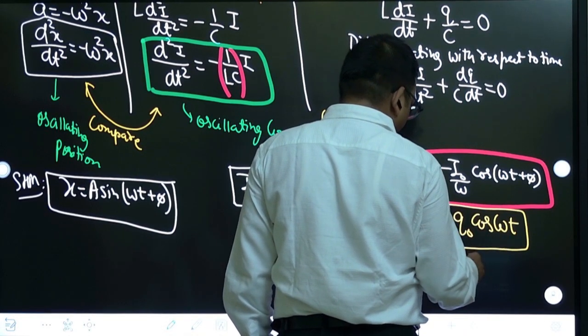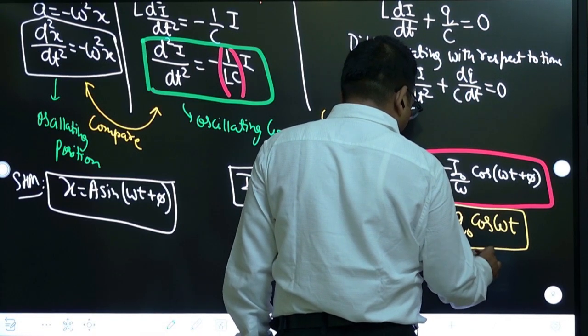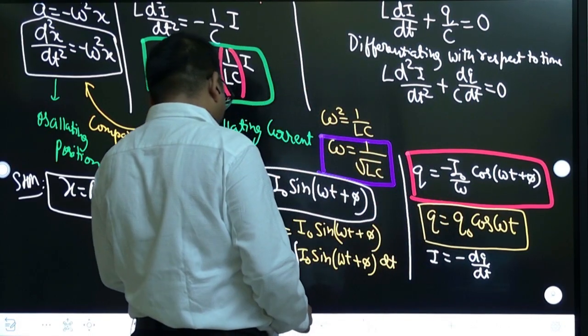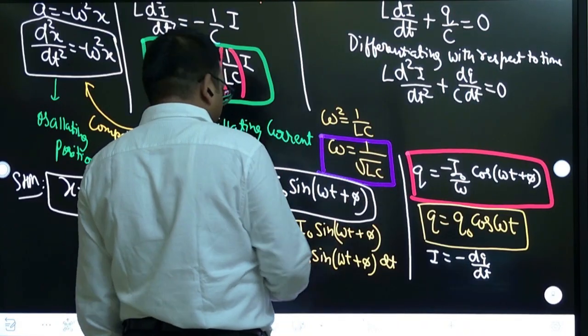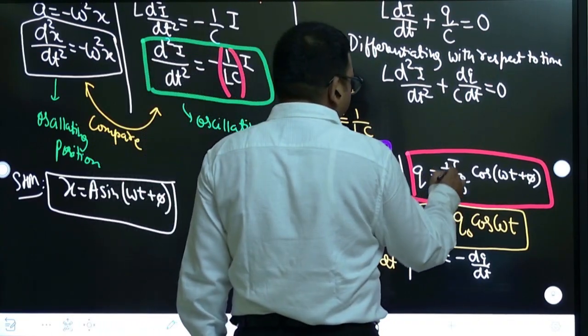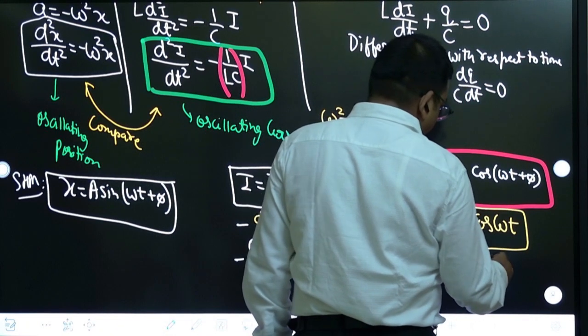Cos differentiation, sine will come with a minus factor, but minus minus plus I will write, because current I is minus dq by dt. Here minus, if you want you can put it, not a problem. Then that minus will not come, right? If I put this minus here, then this minus will not come. That's why I am writing it plus. So equal to minus dq by dt.